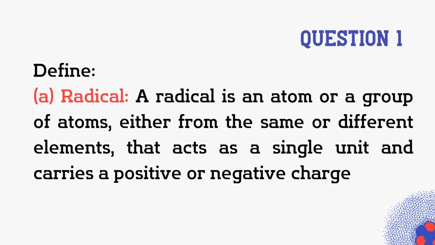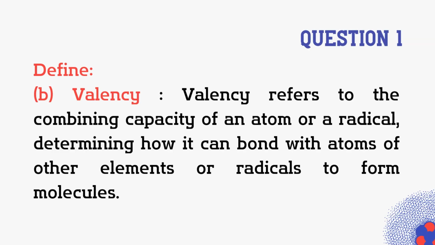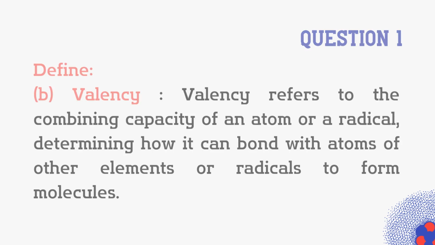Question 1. Define A. Radical. A radical is an atom or a group of atoms, either from the same or different elements, that behaves as a single unit and carries a positive or negative charge. Next question. B. Valency. Valency refers to the combining capacity of an atom or a radical, determining how it can bond with atoms of other elements or radicals to form molecules.